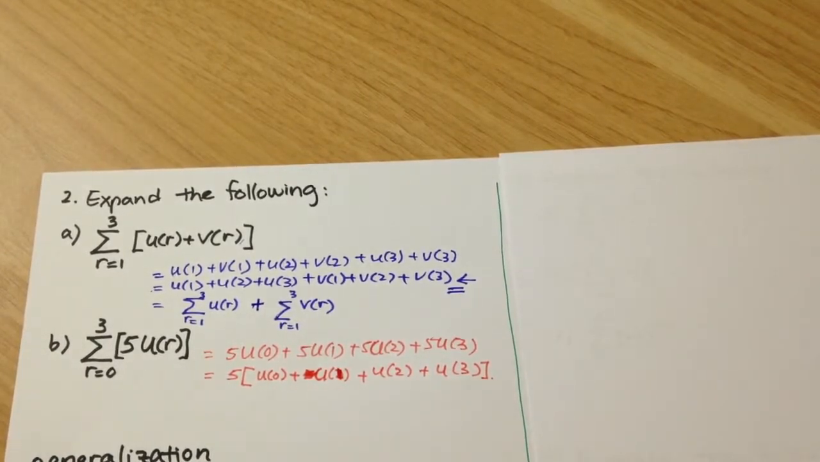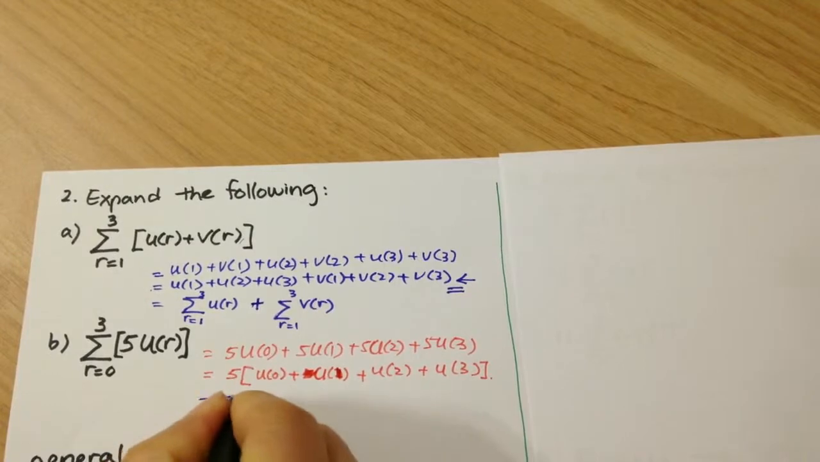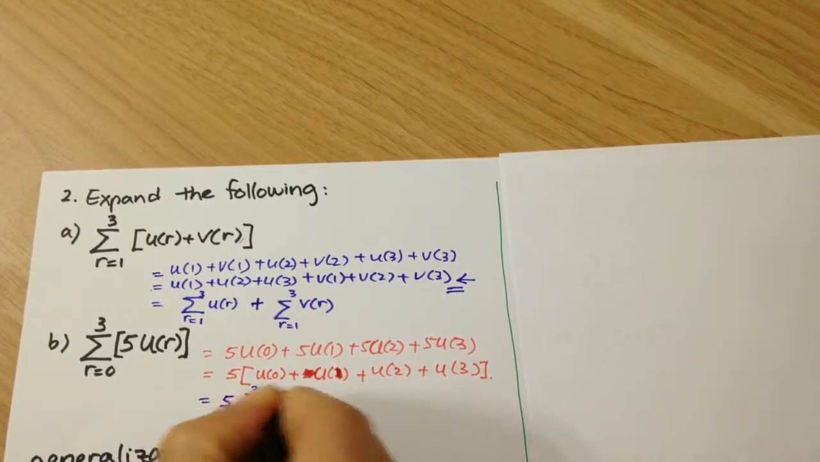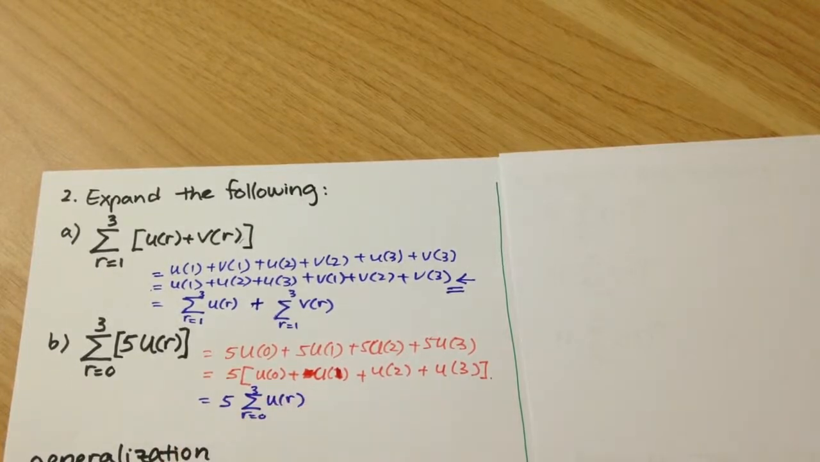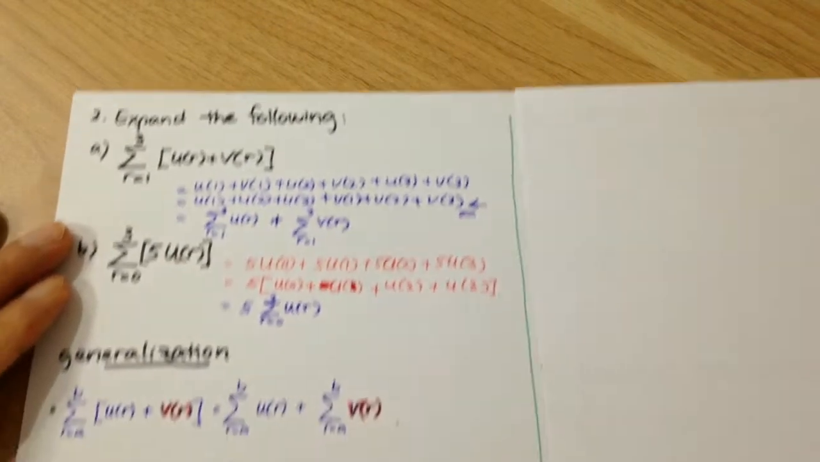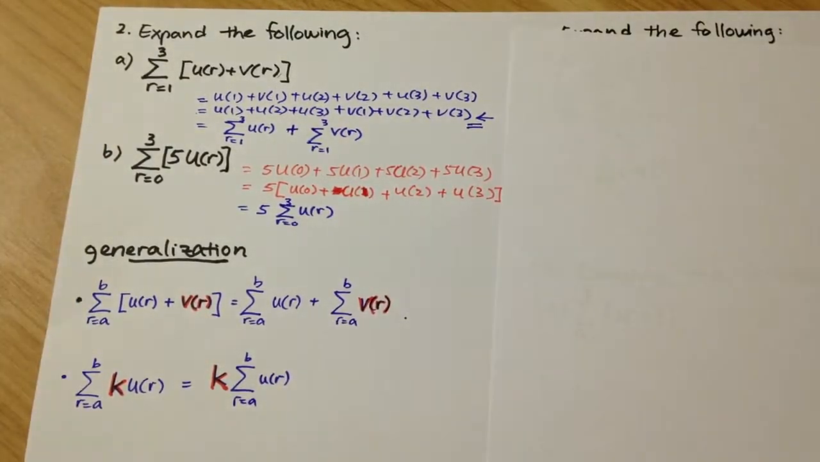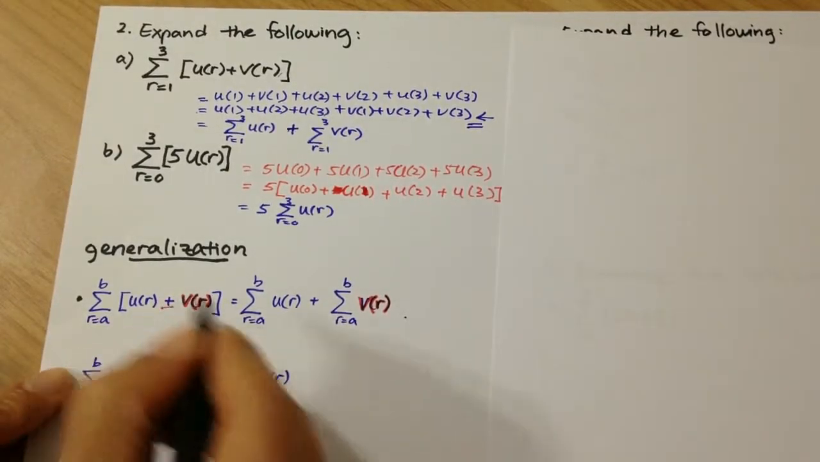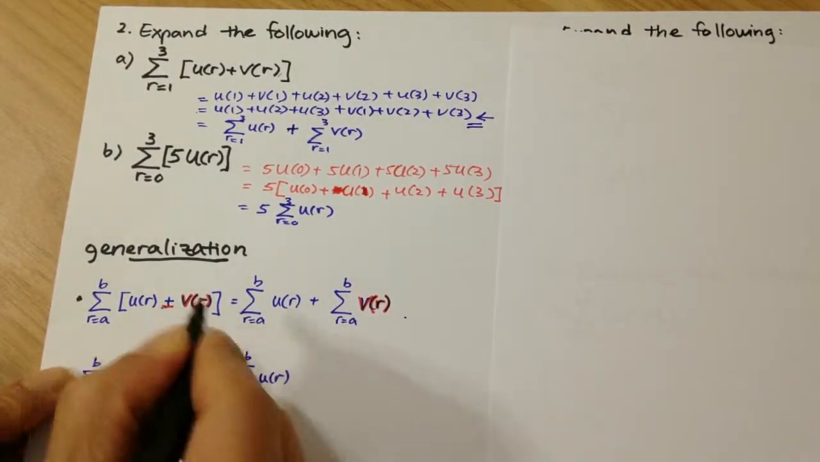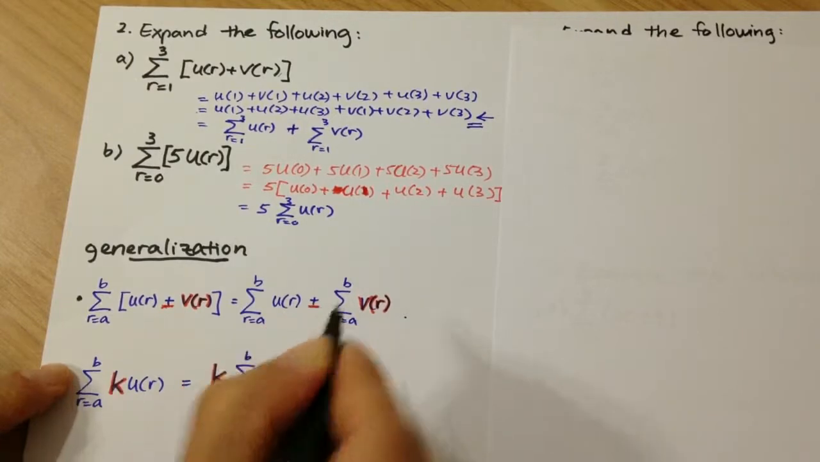And as a generalization, we can see that this is just 5 sigma R equal to 0 to 3 of U of R. That is, when you have a common term, the common term actually comes out of the sigma notation. So here again, I have the generalization. And in fact, this also works for negative. If you have a difference, then it's a sigma of the two differences.